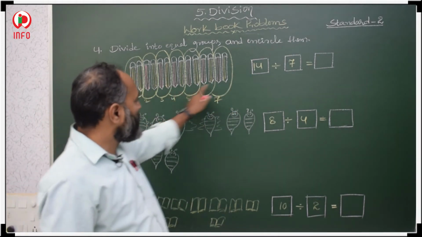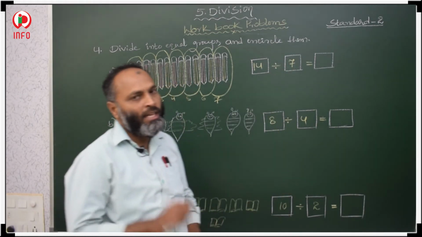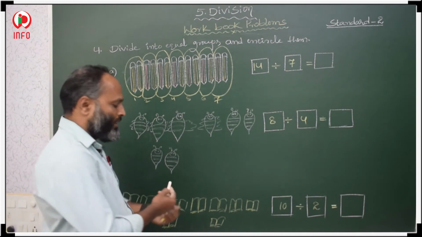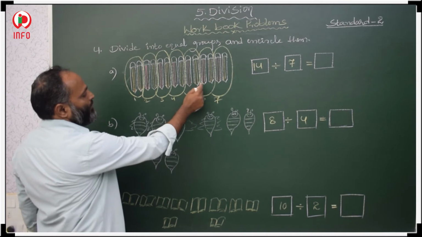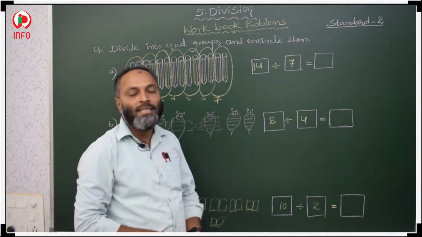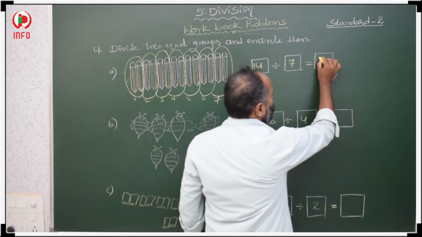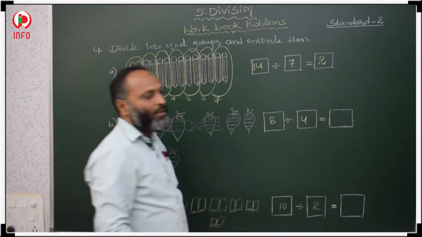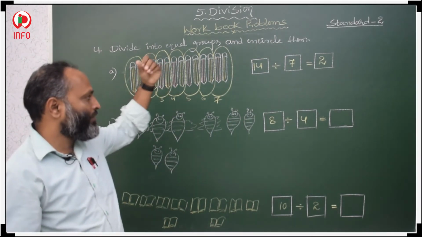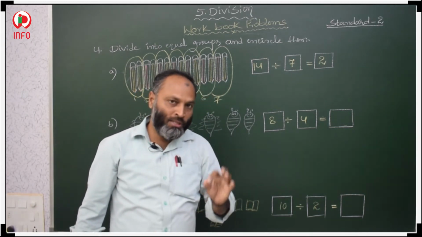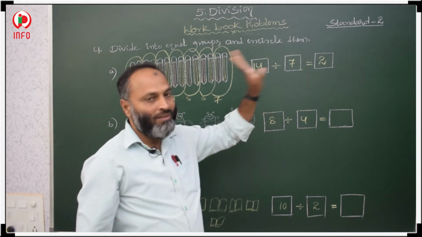If these total 14 pencils are divided into 7 groups, then how many pencils are there in each group? So check here, 1 2, 1 2, 1 2, 1 2, 1 2, 1 2, 1 2. 2 pencils were there in each group. Okay. If a total of 14 pencils are divided into 7 equal groups, then we will get 2 pencils in one group.